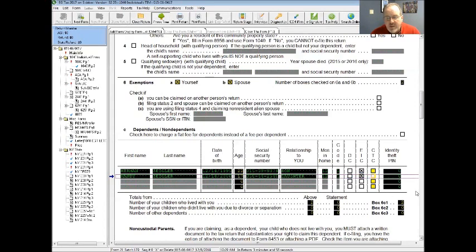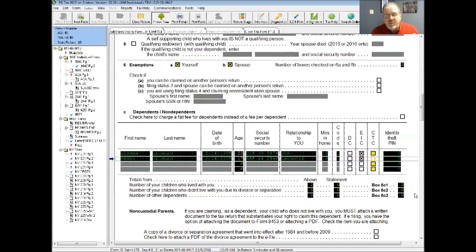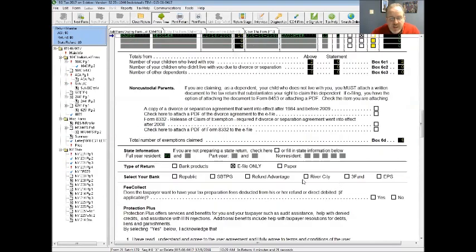As I remind everybody, there are magical ages. The first one is under 13, dependent care. Under 17, child tax credit. Under 19, earned income credit. Under 24, earned income credit if they're in college. Next magic age, 59 and a half for retirement. And then the following special age, 70 and a half years old for required minimum distributions, okay?